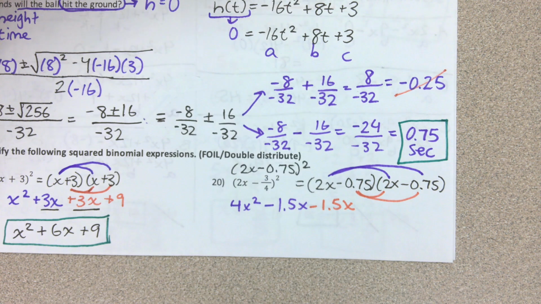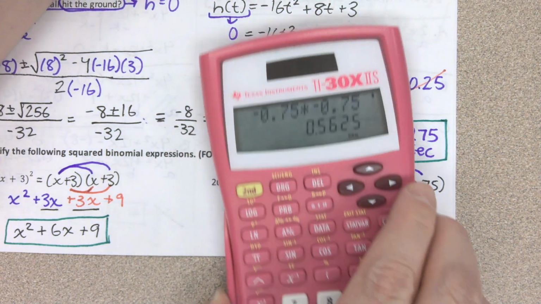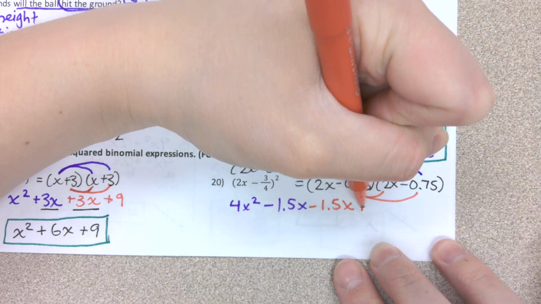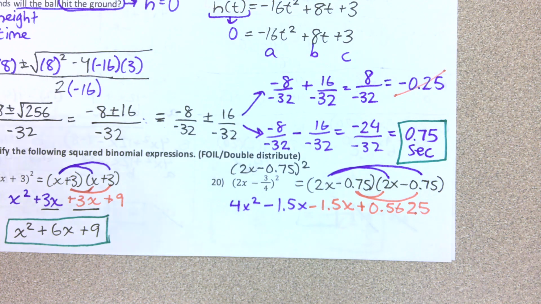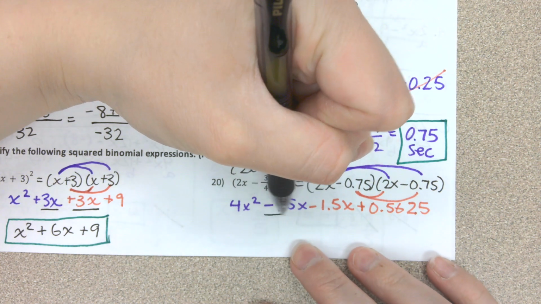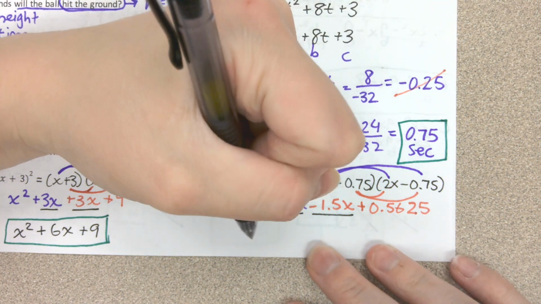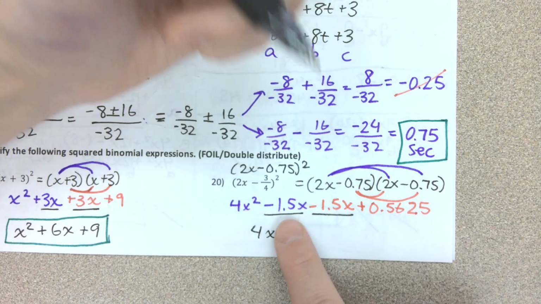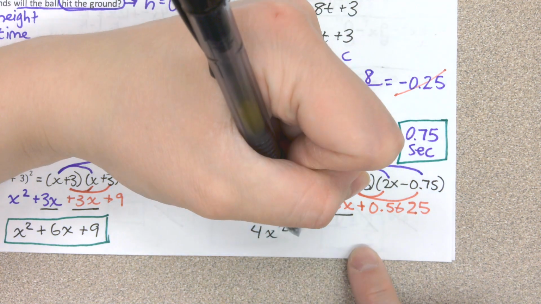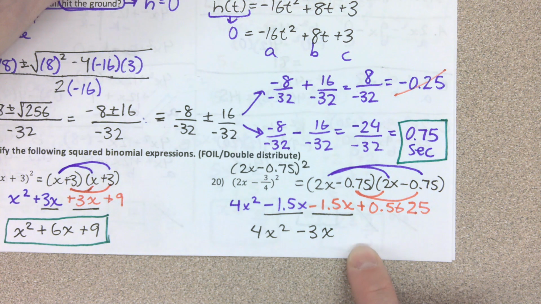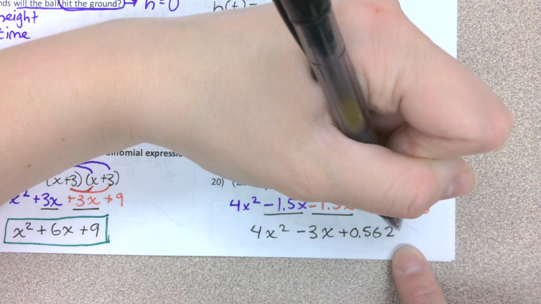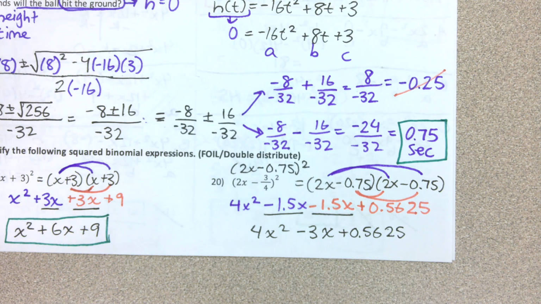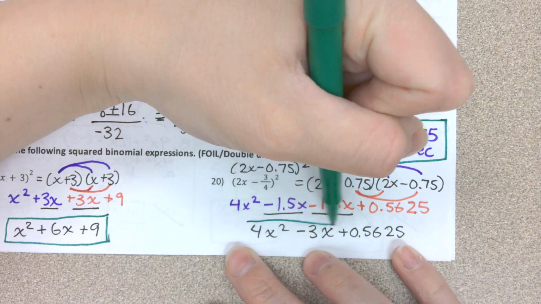Write the whole thing. And notice it was positive. So this is plus 0.5625. Again, I can combine the middle two terms together, and we get 4x squared, negative 1.5 minus 1.5. That actually is just negative 3x. And then bring this down, plus 0.5625. If you're not sure on that middle term, put it in a calculator. That's fine. And that's it. This is our answer.